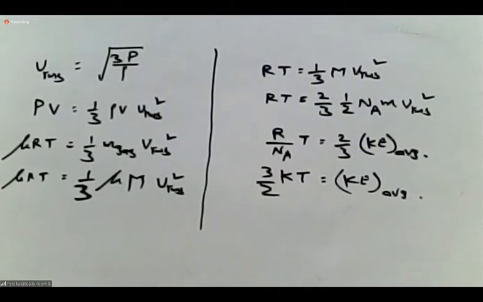And temperature is thus a measure of average kinetic energy per molecule. See, it is given in terms of kinetic energy only. 2 by 3k times the average kinetic energy, where k is the Boltzmann constant. So temperature is a measure of average kinetic energy per molecule.